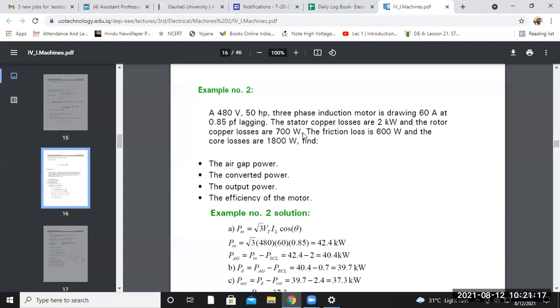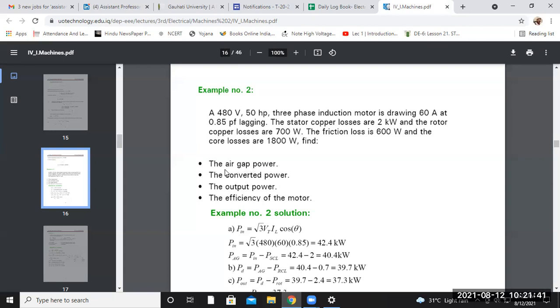So these are some losses. When you accumulate them, you get 5100 watt as the total loss in the machine. Then we have to find the air gap power, converted power, output power, and efficiency of the motor. We have the formulas for the different parameters, so just use that concept and the formulas, and you will get your desired result.